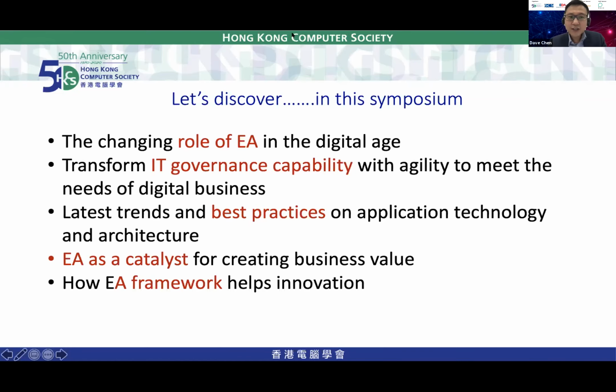First of all, the changing role of EA in the digital age. Second, transform IT governance capability with agility to meet the needs of digital business. And third, latest trends and best practices on application technology and architecture. And fourth, EA as a catalyst for creating business value. Finally, we will talk about a bit on how EA framework actually helps innovation.